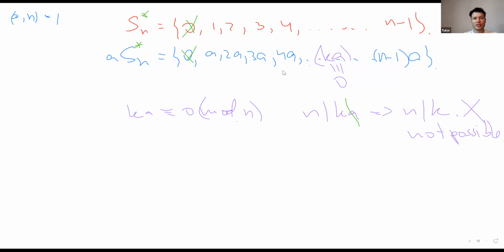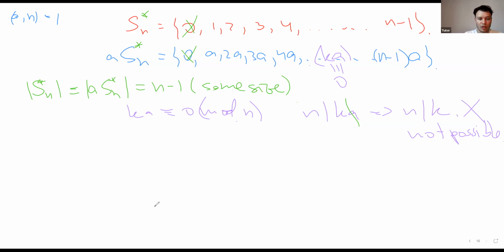Now I need to show that they're all the same size. So the sets clearly have the same size. So I can also write this here: the size of Sn star is going to be the same as the size of aSn star. So the sizes are going to be n minus 1. So we have the same size. So now I need to show that they're all different. The last thing that's left is to show that they're all different.